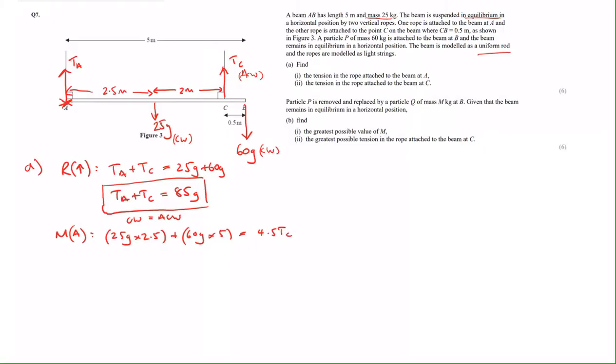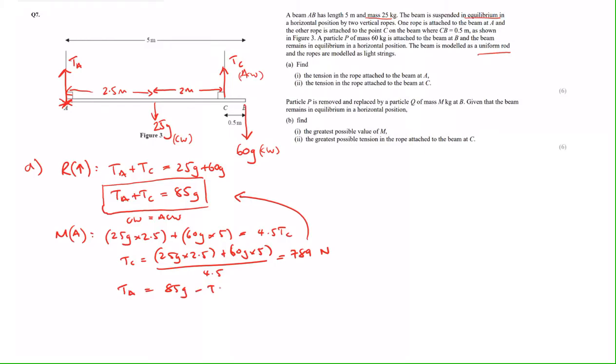And if I rearrange all of that, I can put these bits into the calculator, divide by 4.5, that gives you a tension force of 789 newtons. And I can put that back into this equation up here, and I can work out what TA is then. So TA is going to be 85g minus TC, and that's going to give you about 43.6 newtons. So those are our two tension forces for part A.